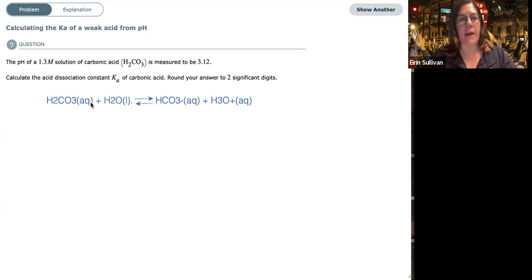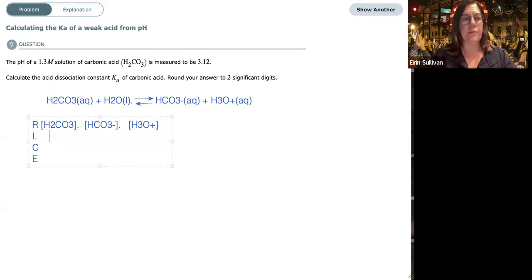So you can go ahead and make your ICE table or your RICE table, whatever you prefer, depending on what textbook you've been learning from. Your reaction is going to be the concentration of your carbonic acid. We're going to leave out the water because it's a pure liquid, so it does not appear in the equilibrium constant expression. And then the concentration of our conjugate base and the concentration of our hydronium ion. Then we can fill out the table with what we know and what we're trying to find out. So reaction, initial, change, equilibrium.